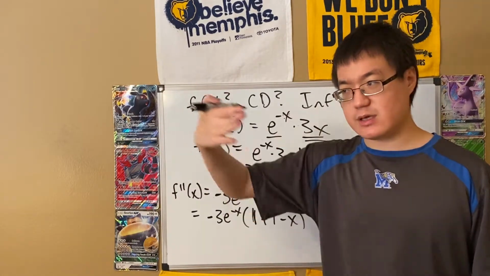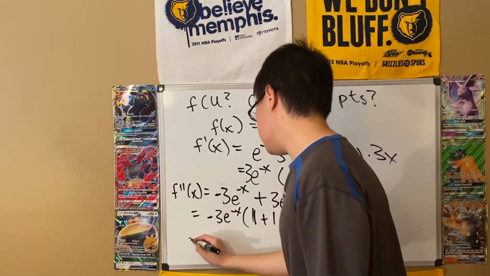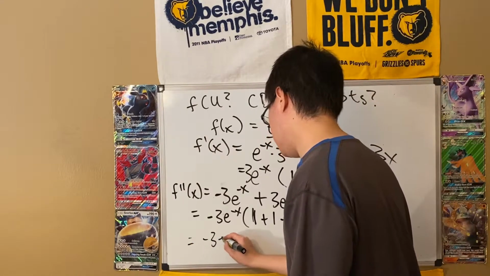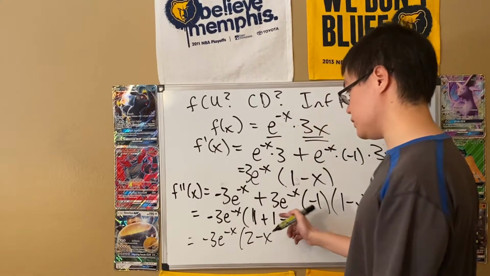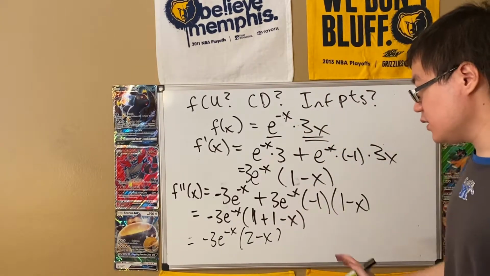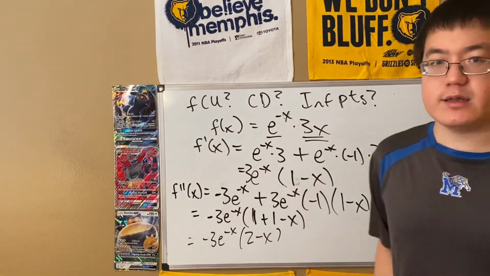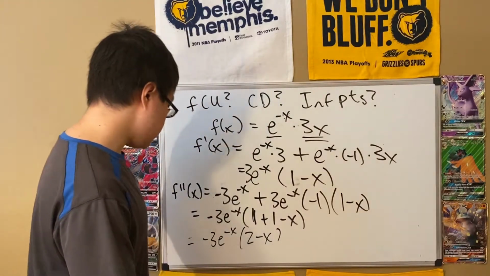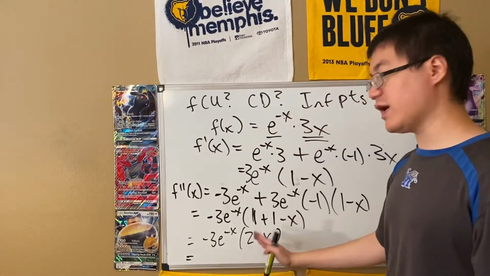X plus or minus something, x plus or minus something, x plus or minus something. So in this case, we'll get -3e to the minus x, 2 minus x, just 1 plus 1 is 2. That's a pretty easy step. But again, I do not like 2 minus x, that's a number minus x. I like x minus a number. So I'm going to change this to x minus 2.